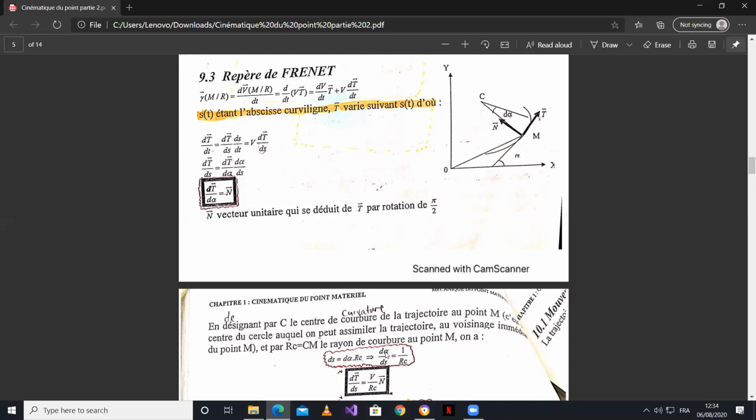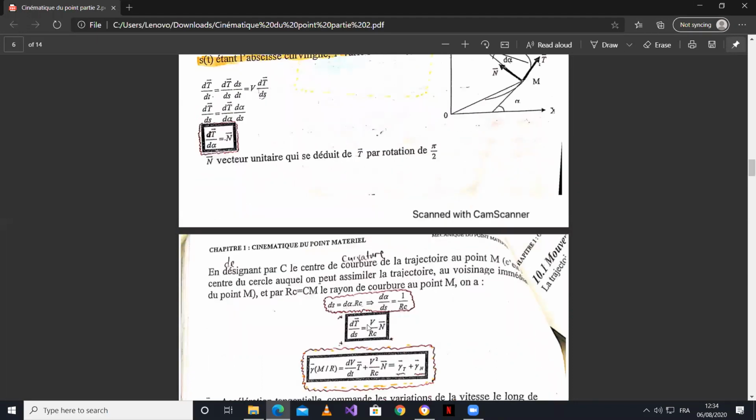So that's that: d alpha over ds is equal to 1 over RC. So we have worked out this entire term, dt over ds. We found dt over d alpha being equal to the vecteur unitaire n, and then we have found d alpha over ds being equal to 1 over the radius RC. So what's left to do?